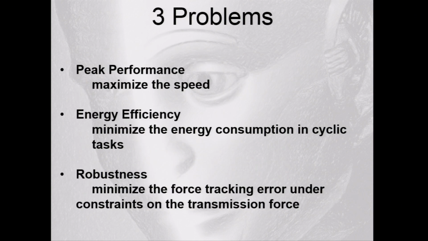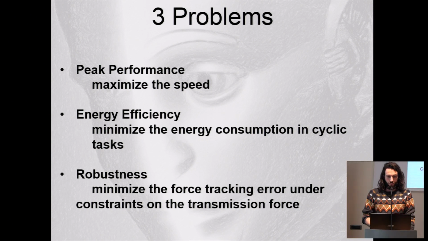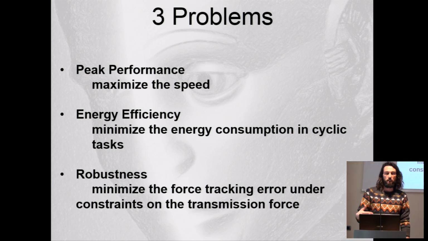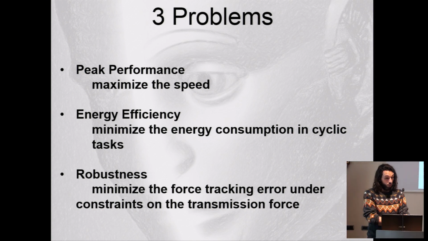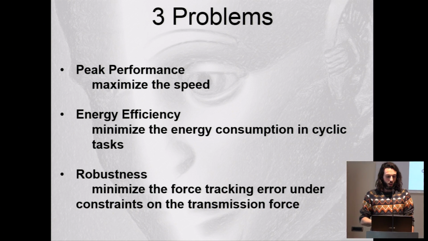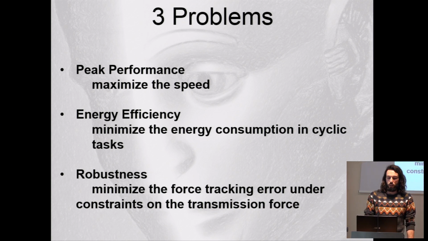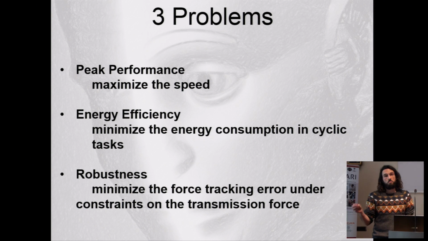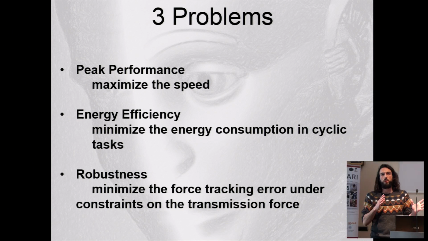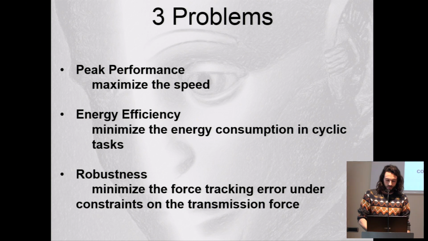So from this point of view, we studied three main problems that are in some sense related to what we have seen before: peak performance, energy efficiency, and robustness. For peak performance, we studied the problem of maximizing the peak speed of a robot. From the energy efficiency point of view, we studied the problem of minimizing the energy consumption during a cyclic task. And from the robustness point of view, we studied the problem of minimizing the tracking error, in this case the force tracking error, under constraint on the maximum force that the transmission can sustain.